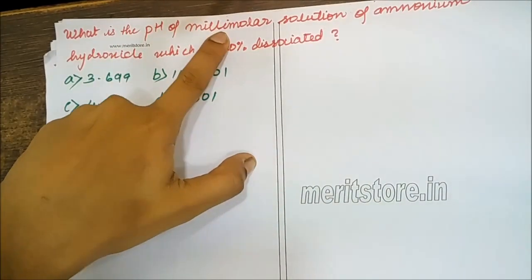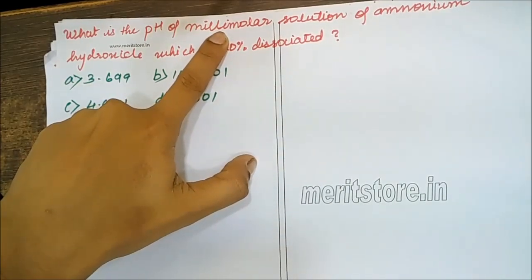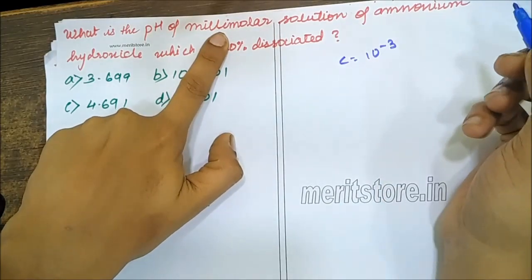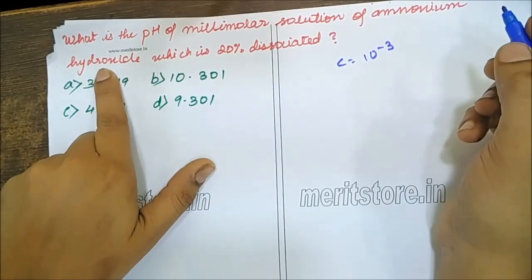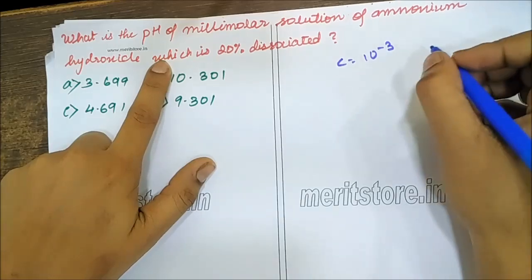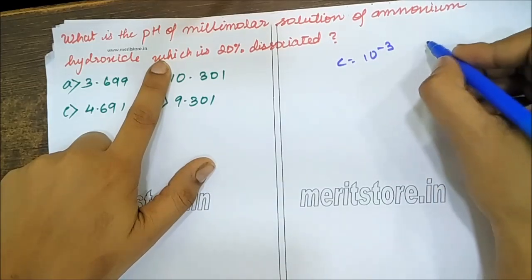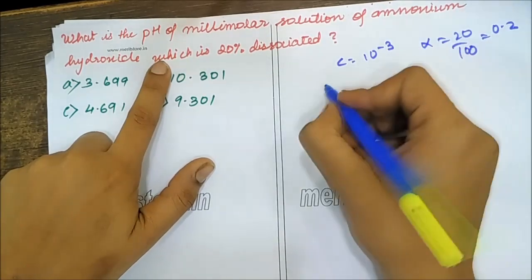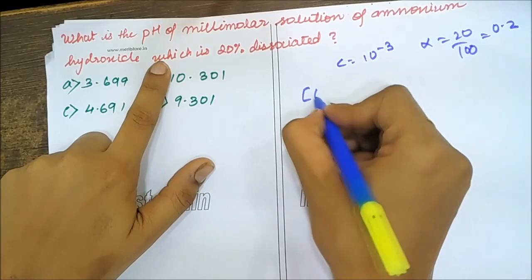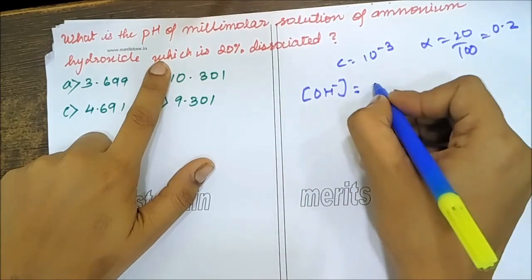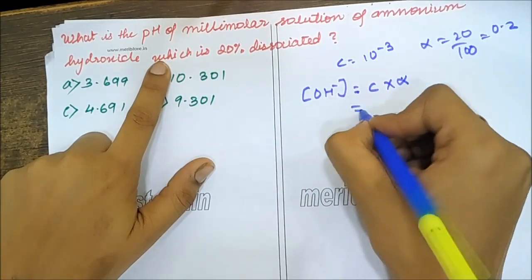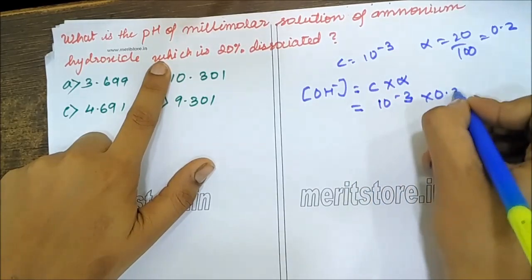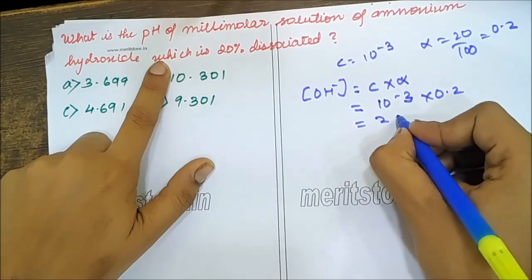Now look at this question. It says, what is the pH of millimolar solution? Now when I say millimolar solution, the concentration is 10 raised to minus 3 of ammonium hydroxide, which is 20% dissociated. Okay, so what is this 20%? It is actually alpha. Now 20% means 0.2. Now we know that concentration of this ion is C into alpha. So that's 10 raised to minus 3 into 0.2.